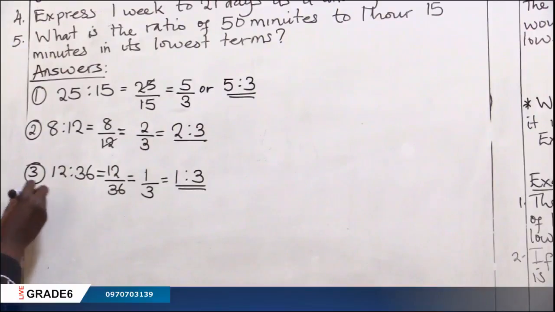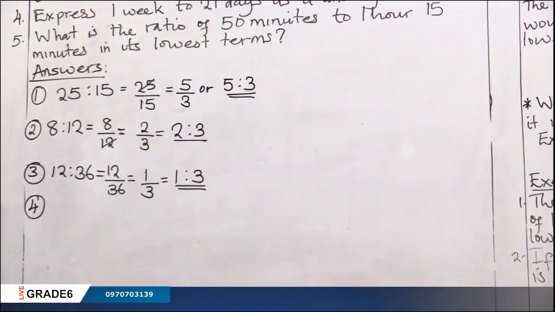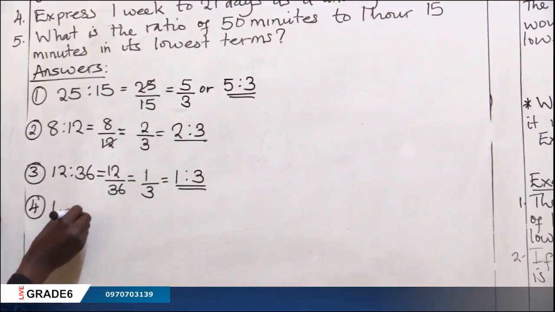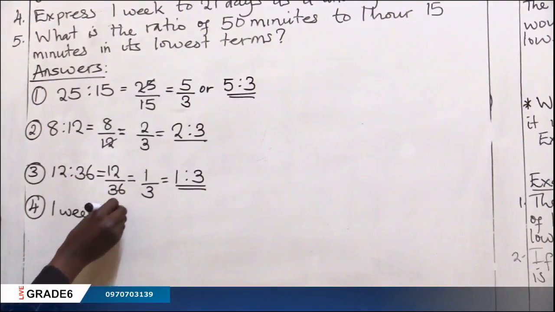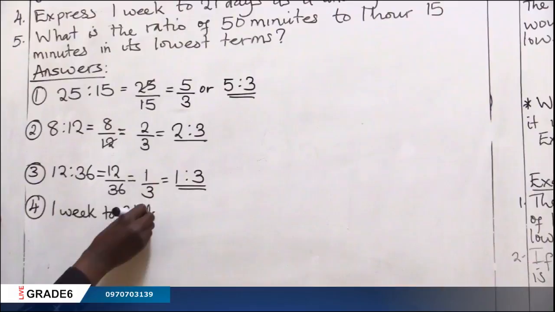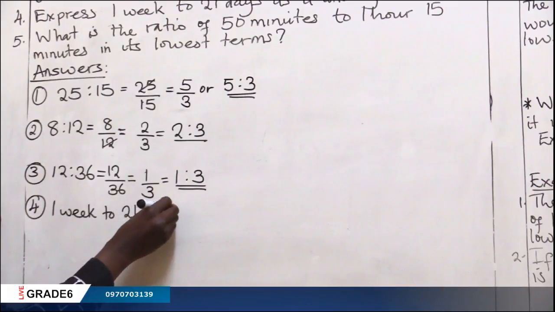Let's go to number 4 for today. Express 1 week to 21 days as a unitary ratio. So, boys and girls, we have to express 1 week to 21 days as a unitary ratio.